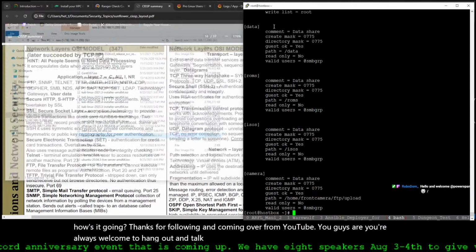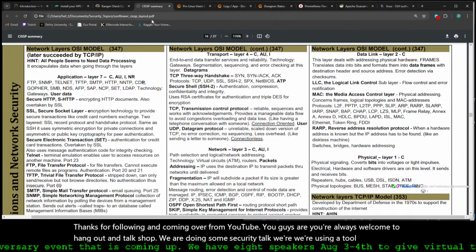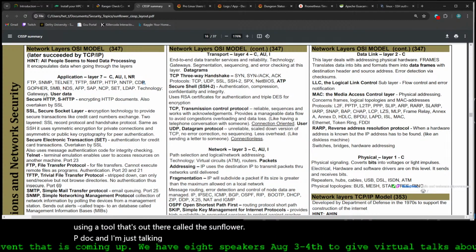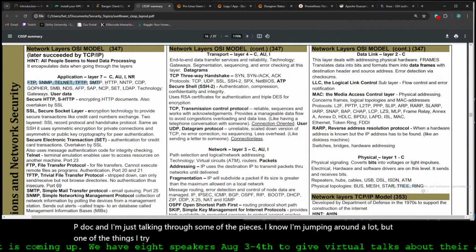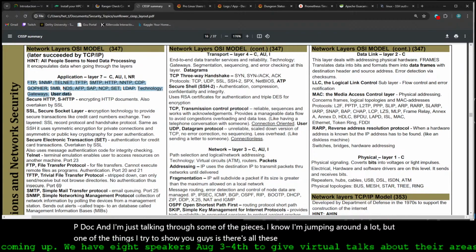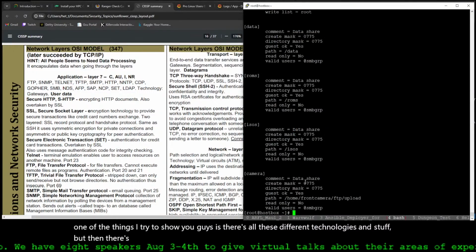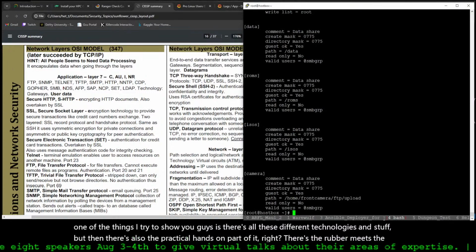We are doing some security talk. We're using a tool that's out there called the Sunflower CISSP doc, and I'm just talking through some of the pieces. I know I'm jumping around a lot, but one of the things I try to show you guys is there's all these different technologies and stuff, but then there's also the practical hands-on part of it, right? There's the rubber meets the road Linux doing, whatever.